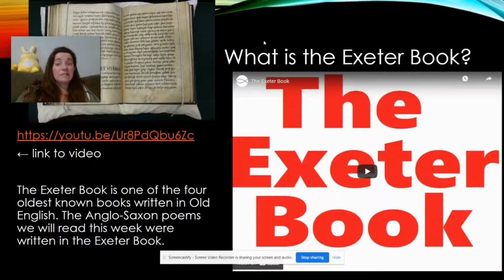Now, the Exeter book still exists. It is saved and they're trying to keep it in as pristine condition as possible. It got pretty destroyed over all of these hundreds of years that it has existed, but for the most part, it still exists, and people can actually go and see it in the Exeter Cathedral Library.